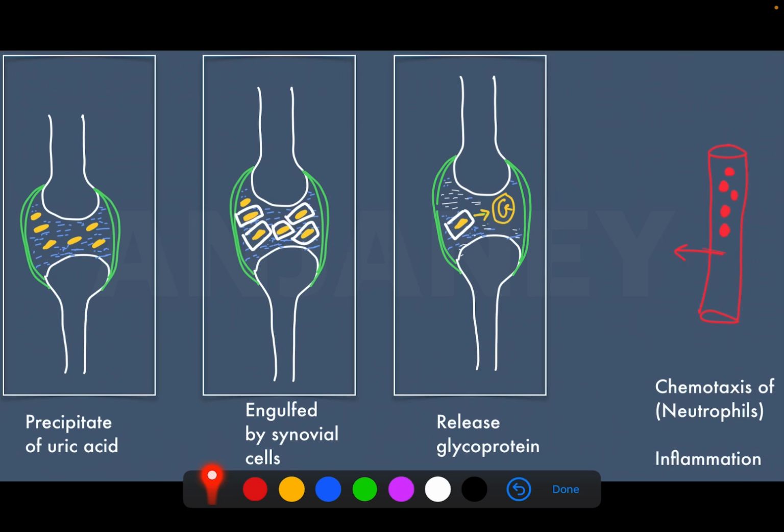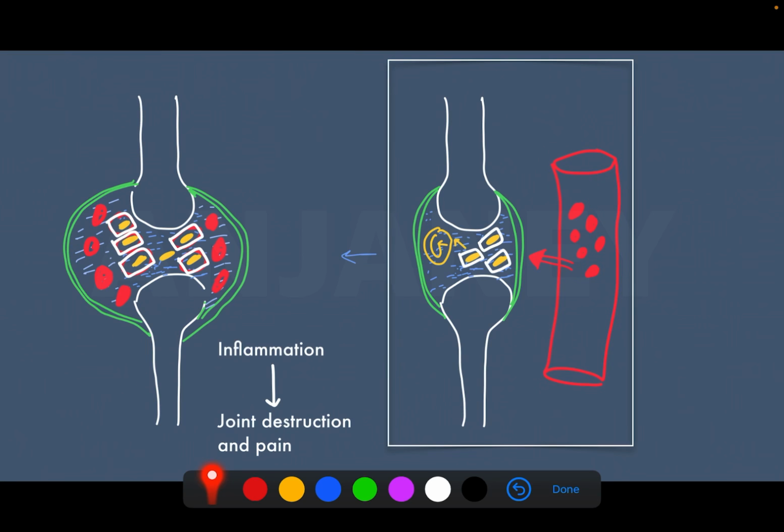So first this uric acid is precipitated. Now the synovial cell will engulf this uric acid, and the synovial cell will release some glycoprotein, and the blood has neutrophils, right? So this glycoprotein is inviting the neutrophils over here to join the party. So this chemotaxis of neutrophils is caused by what? Glycoprotein, and these neutrophils are responsible for causing the inflammation. So now we have neutrophils and they will cause all sorts of inflammation, joint destruction and pain. So this is acute gout.